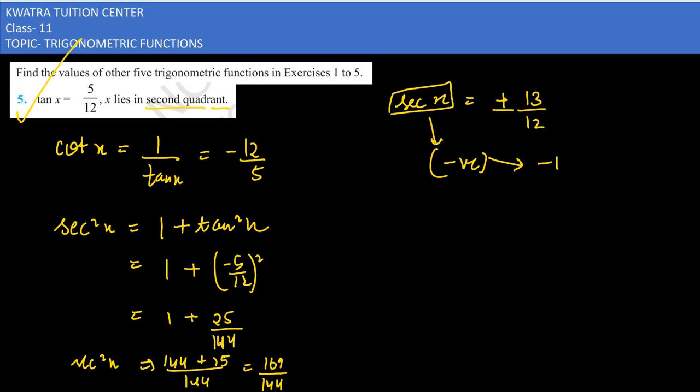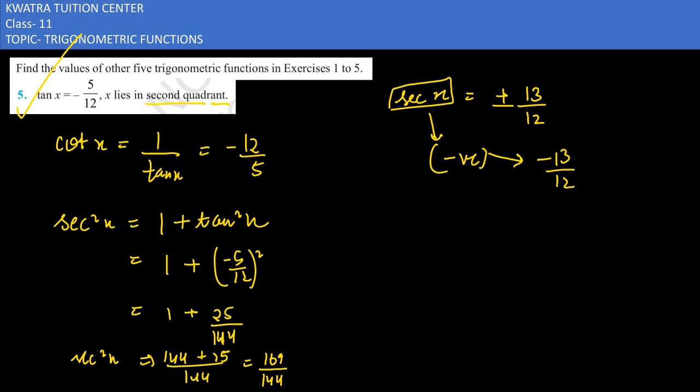So secant x is minus 13 by 12 in this situation. Cos x, how would you find cos x? That would be the reciprocal, 1 by secant x. So here in this situation it would become minus 12 by 13. That's minus 12 by 13, and we can easily find out the value for sine.